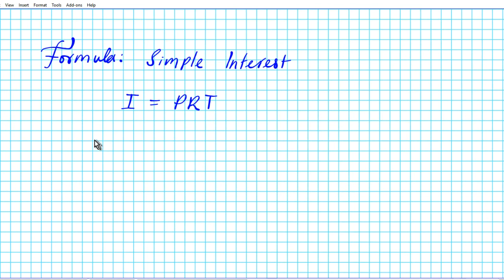Okay, so I represents the simple interest. Okay, P represents the principal. This is the amount of money that you start with that you're going to be earning interest upon.